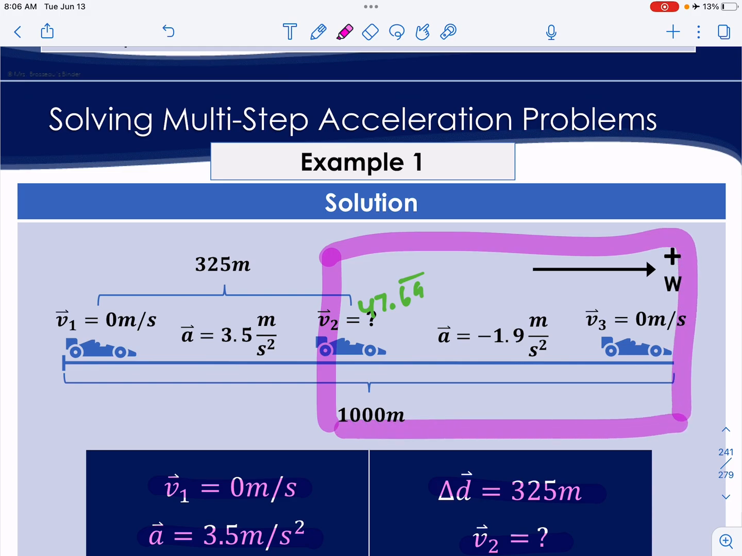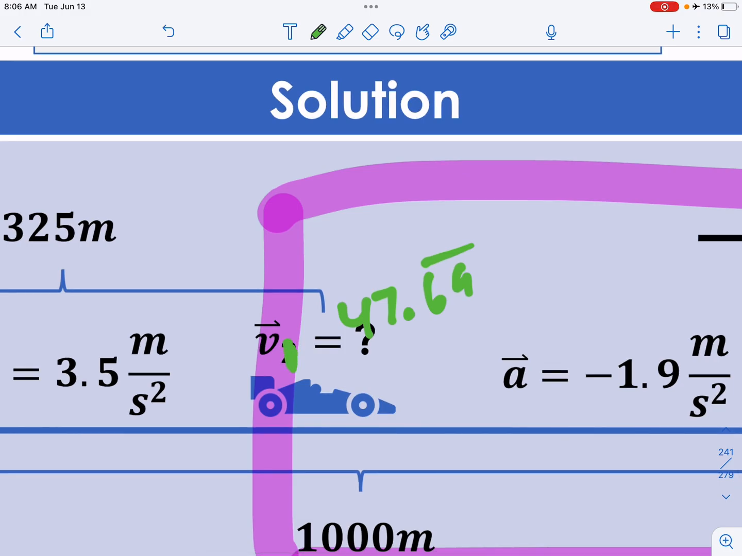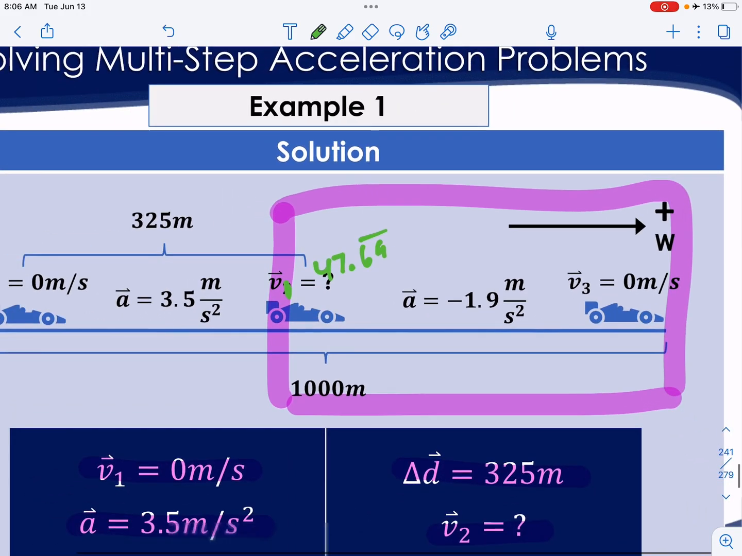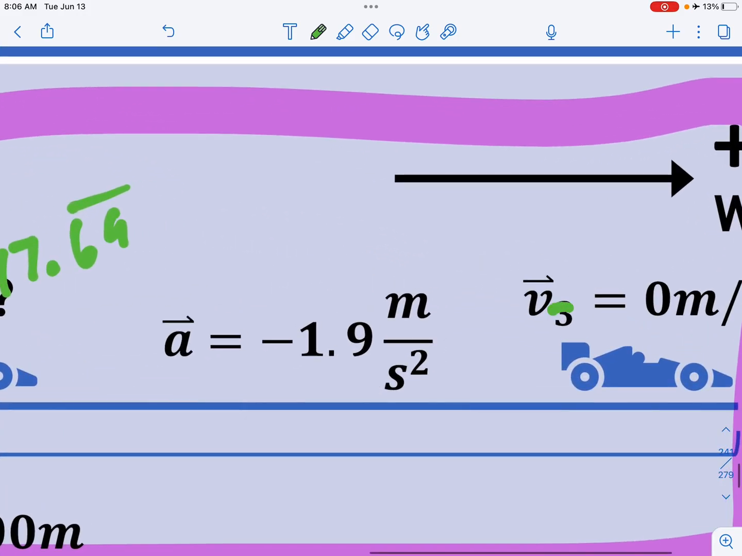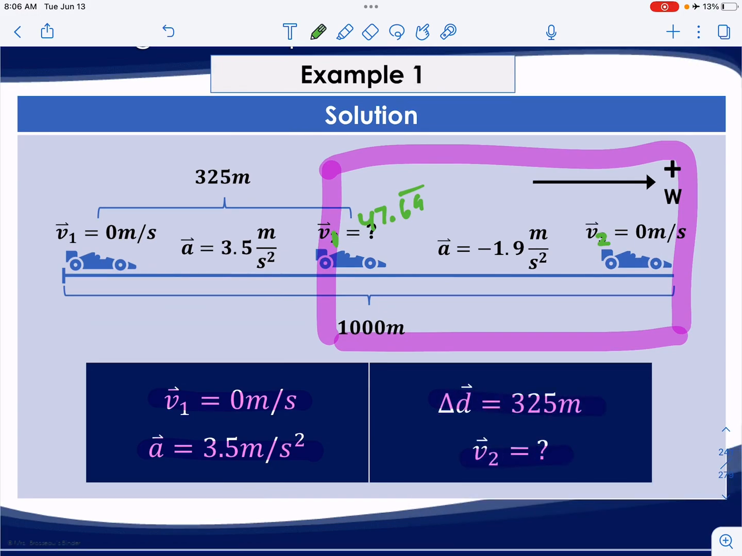And just to make sure that we don't mess up with our variables, we're going to relabel this now because this is going to be V1. And this over here is going to be V2. Okay, so we have V1 is 47.69, acceleration is negative 1.9 meters per second squared, and V2 is 0. And we don't know the distance.